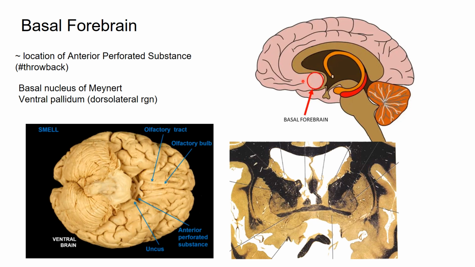Then the ventral pallidum is like a delineation of the basal forebrain. And the ventral pallidum is specifically just the most dorsolateral region of the basal forebrain. So if we imagined the dorsolateral, so like the sticking out, there'd be this part of it. Here we would see essentially this part of the basal forebrain would be our ventral pallidum.